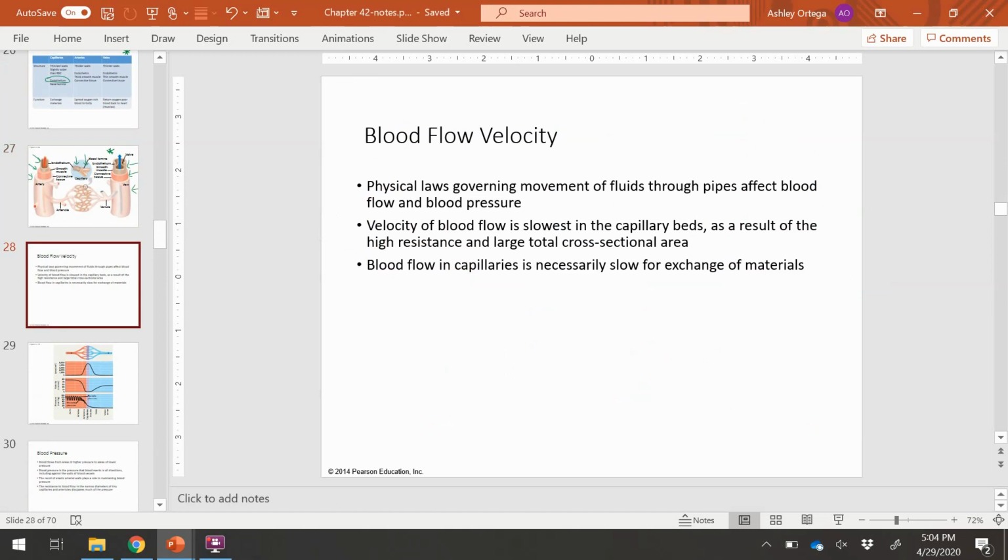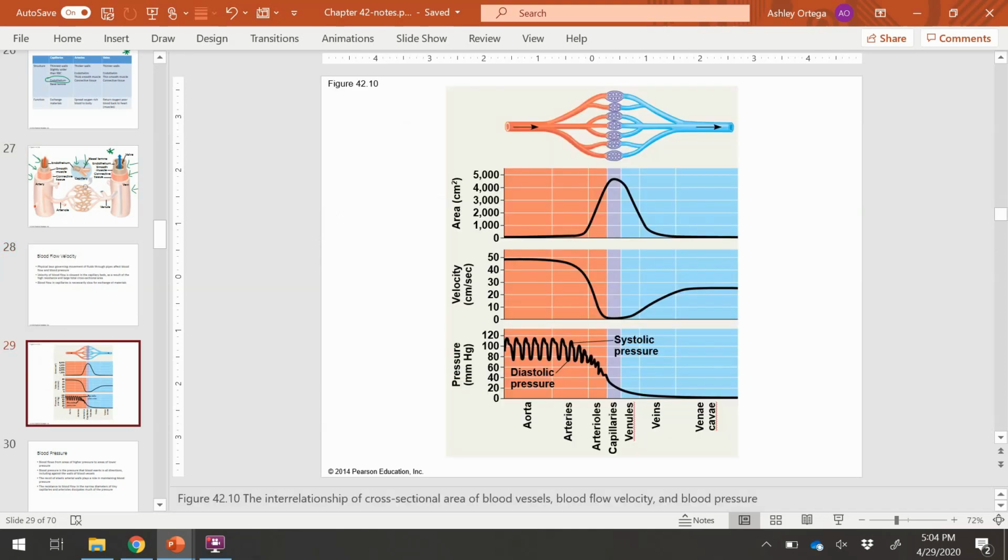Blood flow velocity is very important to look at along with blood flow and blood pressure, and we have a diagram to depict that here. In terms of area, in centimeters squared, the area is going to drastically increase in the capillaries. So the amount of area that the blood flow covers significantly increases. In the arteries and the veins, that area is much, much lower as they centralize the flow back to the heart.